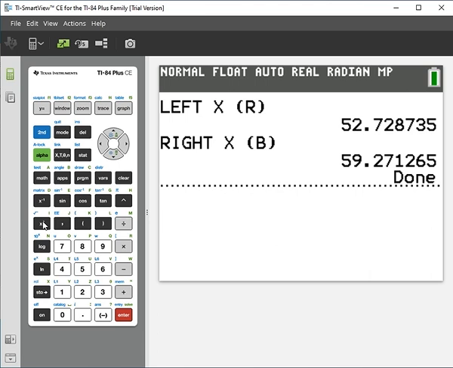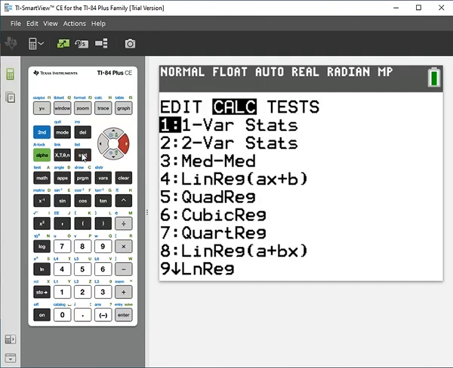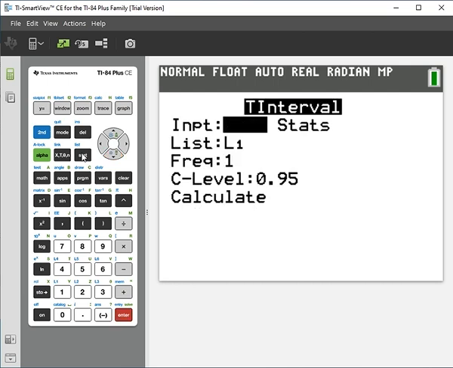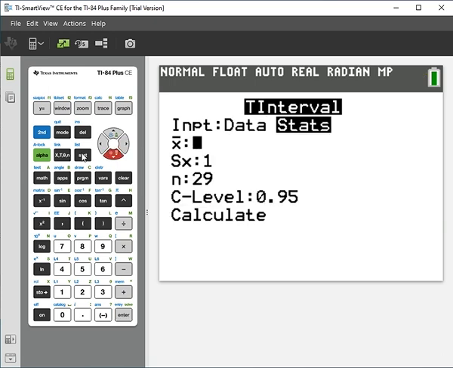Now we're going to do this again using t-interval. So I'm going to go into stat. I'm going to go over to tests. And I'm going to go down to t-interval. So now we're doing example 9. And I'm going to use the statistics that we've got. Our sample mean is still 56.